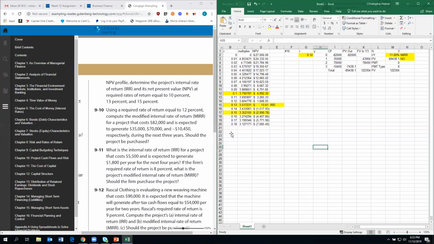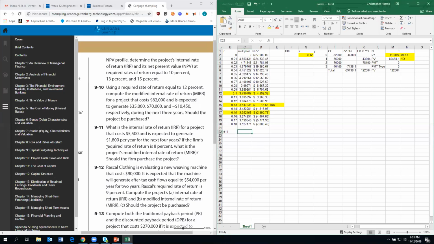All right, let's do number 11. What is the internal rate of return for a project that costs $5,500 and is expected to generate $1,800 per year for the next 4 years? So if a firm's required rate of return is 8%, what is the project's modified internal rate of return? Should the firm purchase the project?